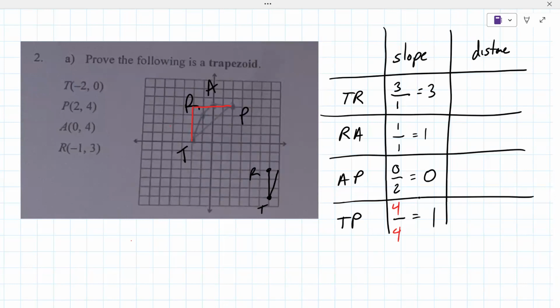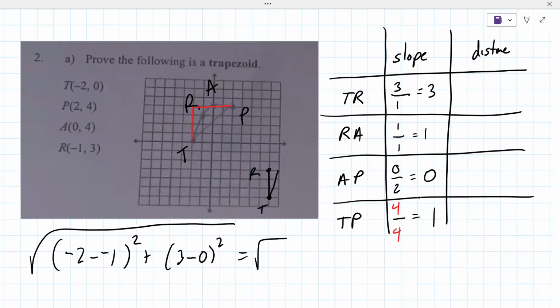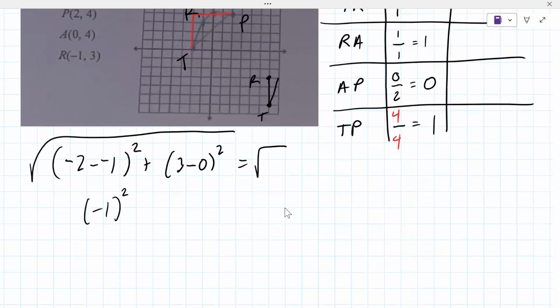I set it up as -2 minus negative 1 squared plus 0 minus 3 squared. Is that correct? You want T to R first? Yeah. Did I not label these right? Yeah, it's minus 2 minus a minus 1, though. Yeah, that's the double negative. Yeah, that does work. So what is it? It becomes the square root of what number? Would it become negative 1 squared and 3 squared? It is, but make sure however you're writing it, you're showing that it's inside parentheses, that's squared.